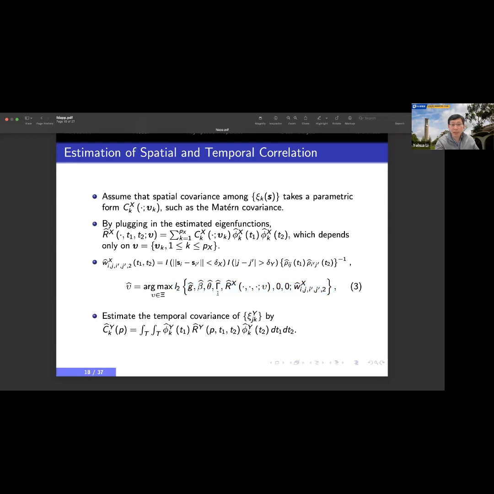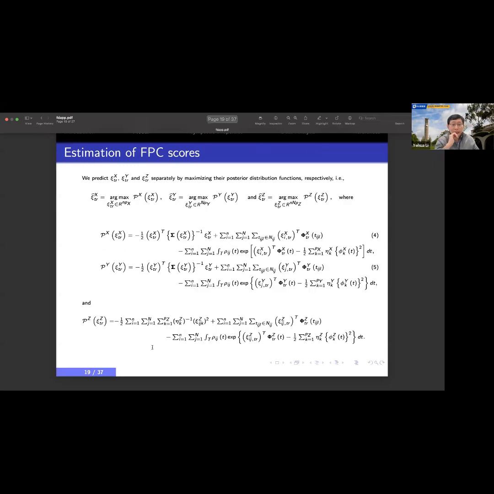So this time we're gonna have various components of the model already estimated. We're gonna plug in their estimators. The only thing unknown at this point are these spatial covariance parameters, and we're going to focus on estimating those parameters. You can also estimate the temporal covariance of Y. I'm going to get into that.